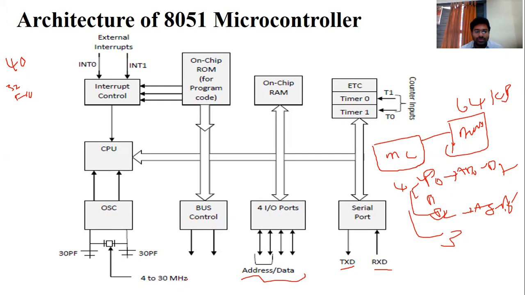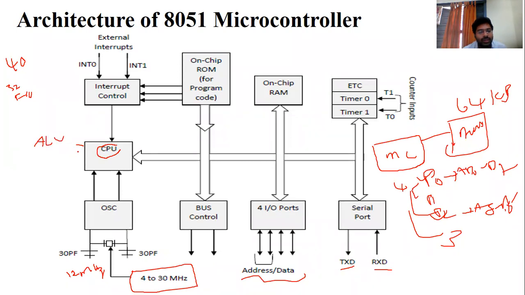For the oscillator, they give a range of 4 megahertz to 30 megahertz. But according to our syllabus, a 12 megahertz clock is used in the 8051 microcontroller, a crystal oscillator. So now we have the CPU. You know what the CPU is. The CPU has the ALU.